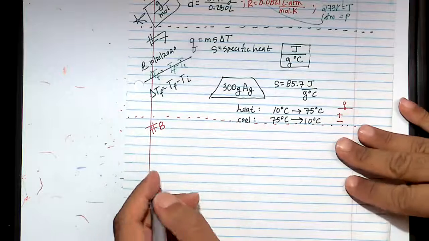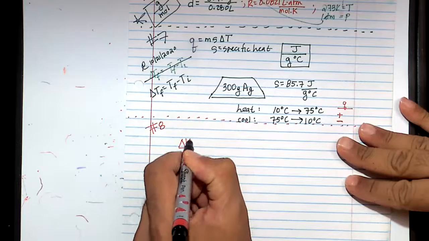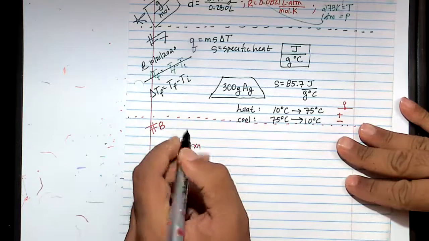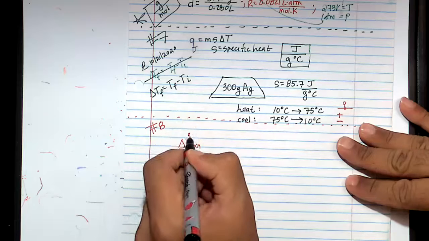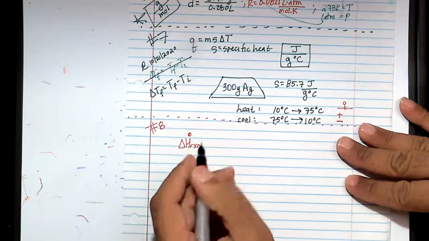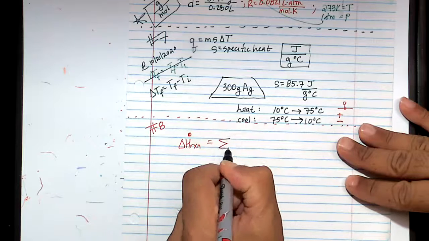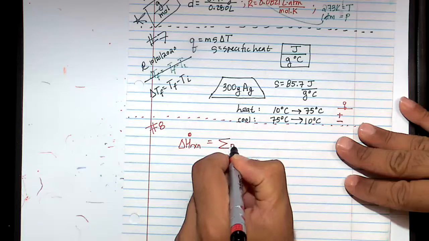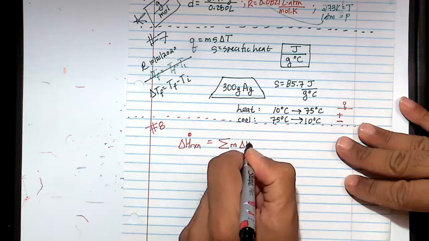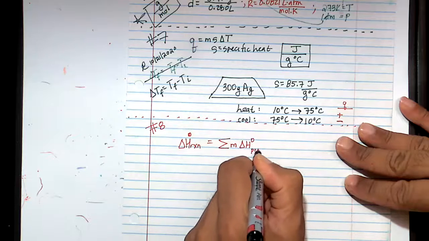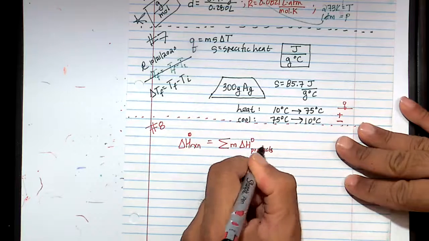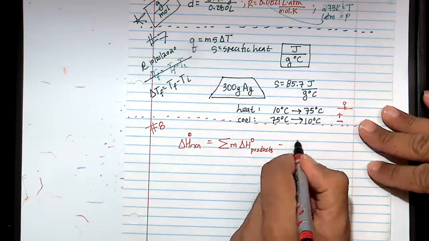I do not have a problem specific to this, but you'll calculate the delta H of a reaction, probably at standard state. Okay, that little o means standard state. And you're going to utilize this equation: sum of the products, minus sum of the reactants.